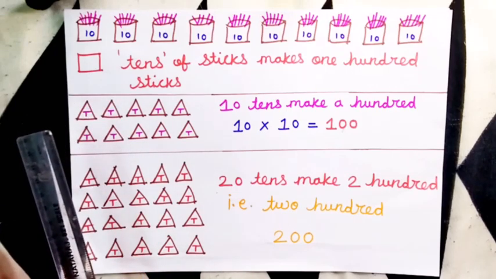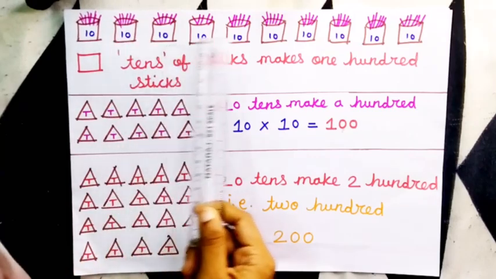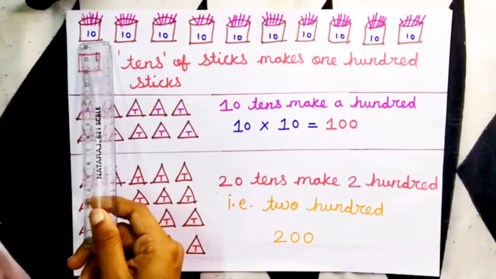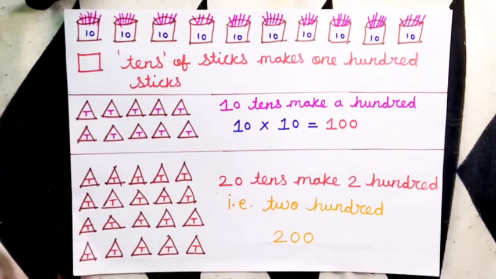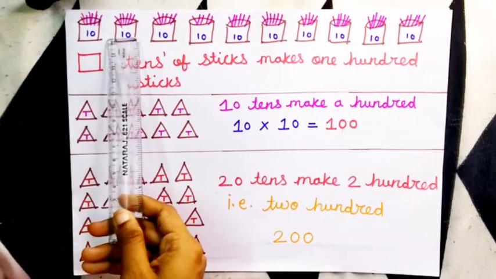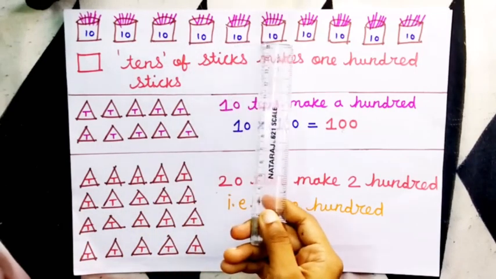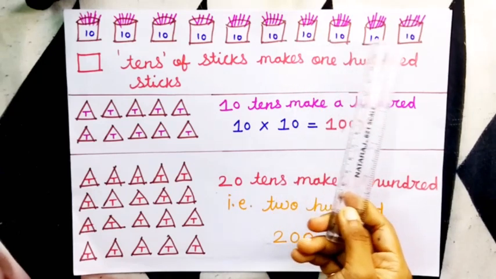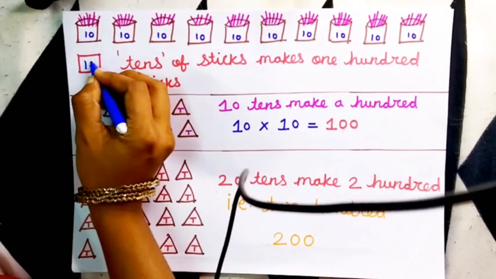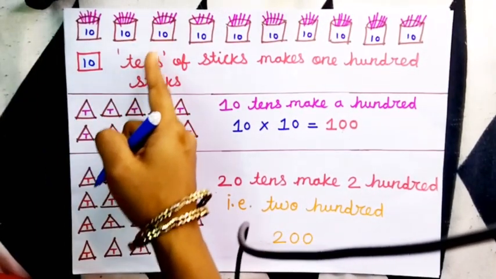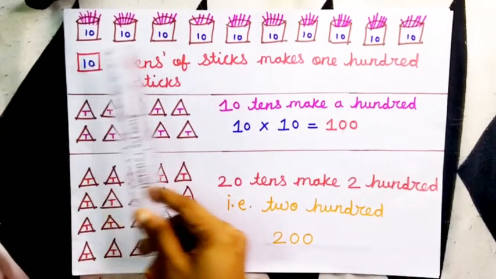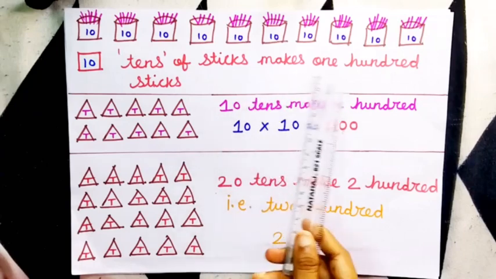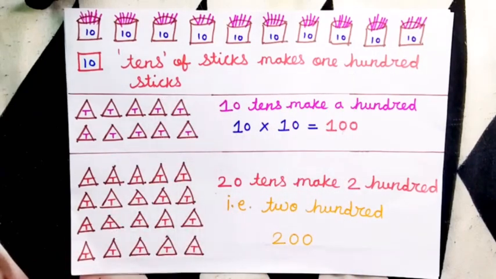Now, we will calculate the sticks. We are having a bundle of sticks here. In one bundle, 10 sticks are there. We will first calculate the bundles. 1, 2, 3, 4, 5, 6, 7, 8, 9, 10. 10 tens, because here 10 is there. So, 10 tens of sticks makes 100 sticks. If we calculate, we can say that we are having 100 sticks with us.